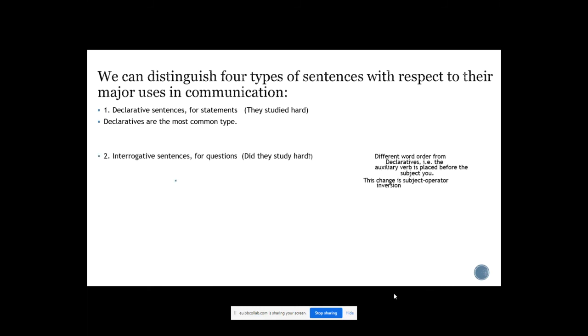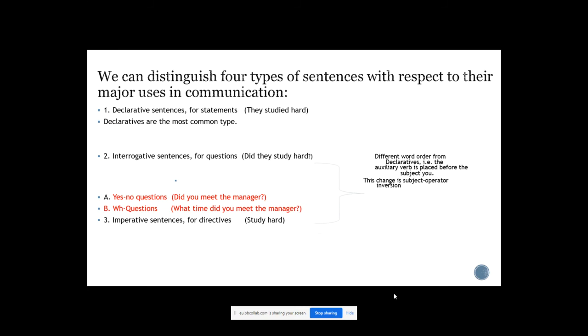Number two, interrogative sentences, which is used for questions. Did they study hard? And we have two types, yes/no questions and WH questions. Did you meet the manager? Or what time did you meet the manager? So we have two different types of questions under interrogative sentences.